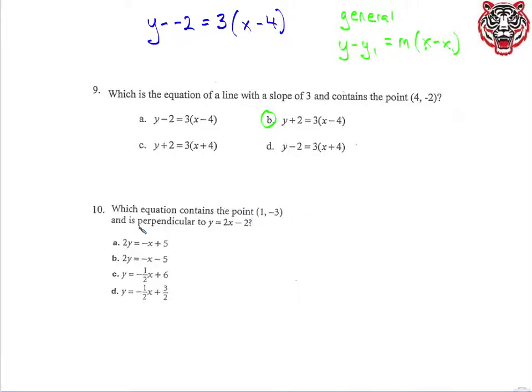All right, so we're looking for something that's perpendicular. Perpendicular means what do I do to the original slope? Keep it, change it, flip it. Keep it, change it, flip it is our rule.